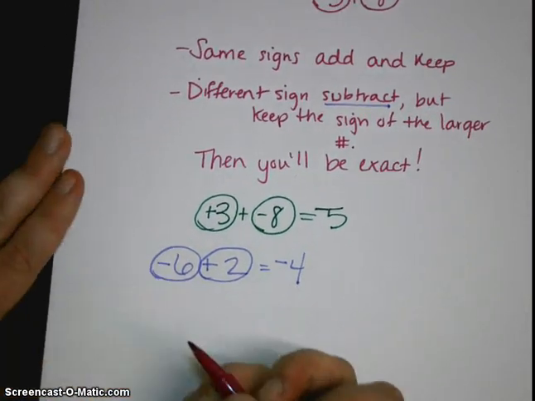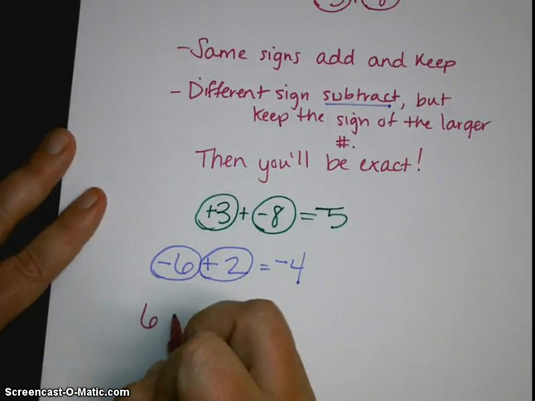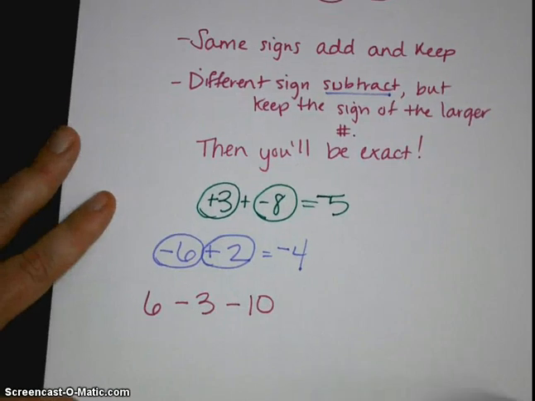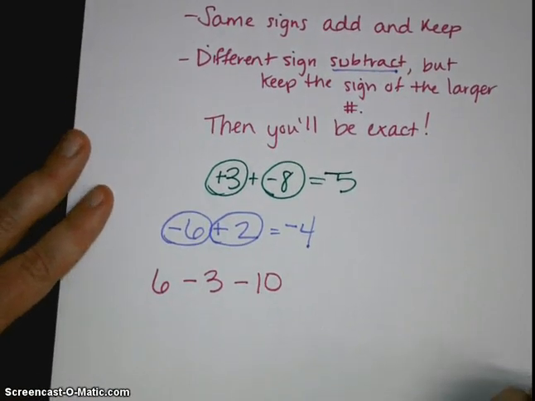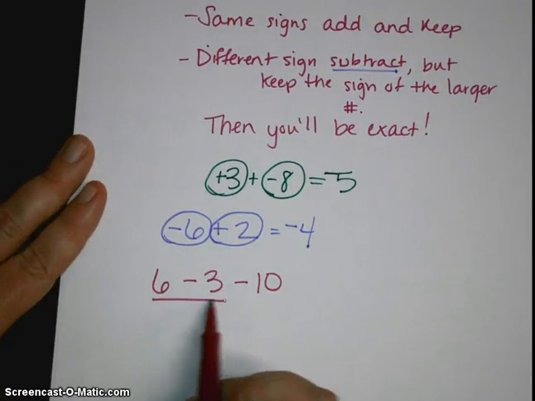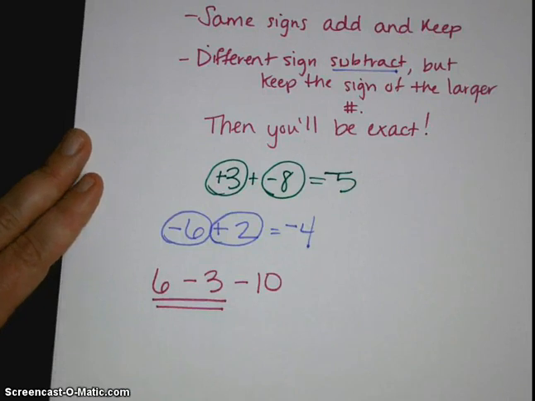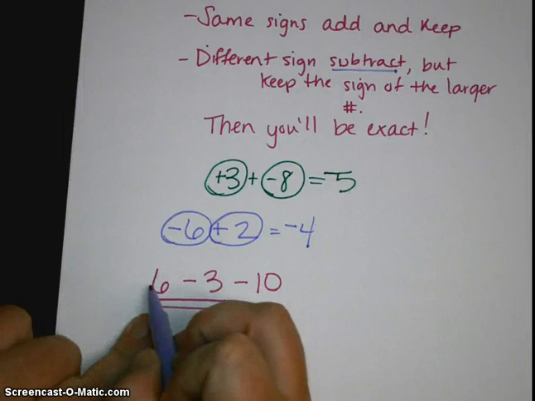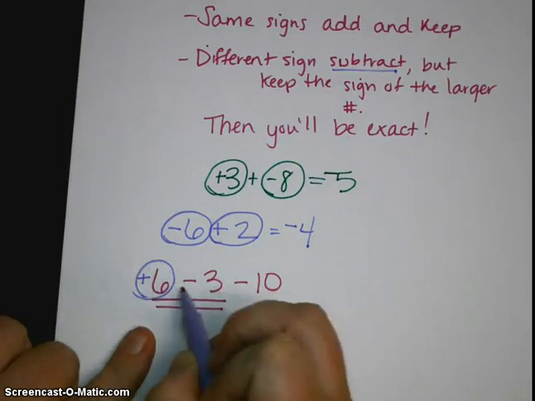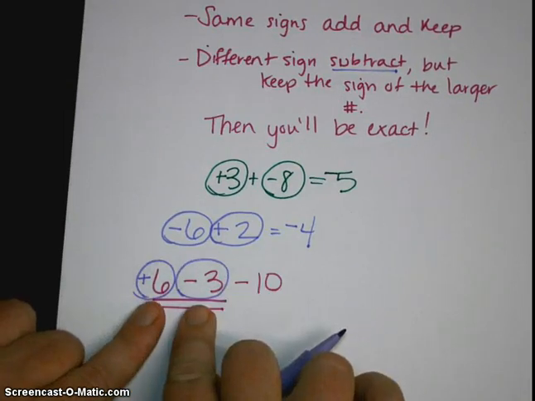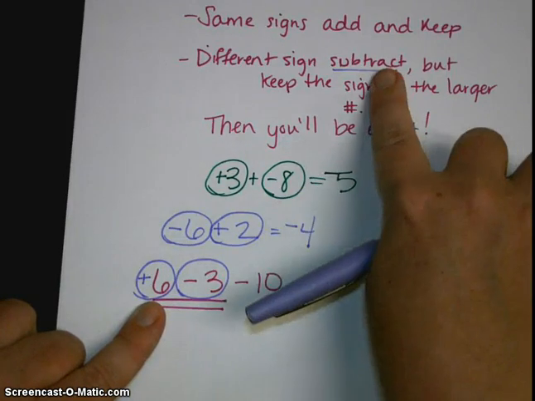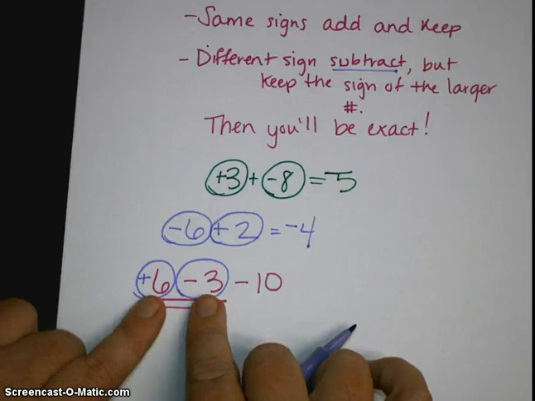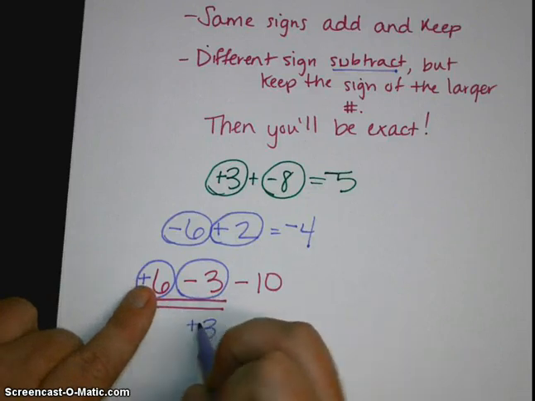Let's look at another example. Let's look at 6 minus 3 minus 10. We're going to take 2 at a time, just like order of operations. So I do operations left to right if they're adding or subtracting. So I do 6 minus 3, or if I want to think of it as integers, that's a positive 6 and a minus 3. Signs are different, so I'm going to subtract. 6 minus 3 is 3. The larger number, is it 6 or 3? 6, so I'm going to keep it as a positive 3.